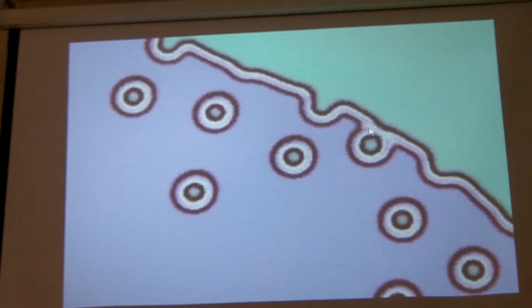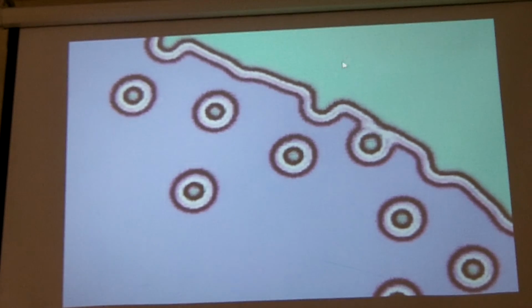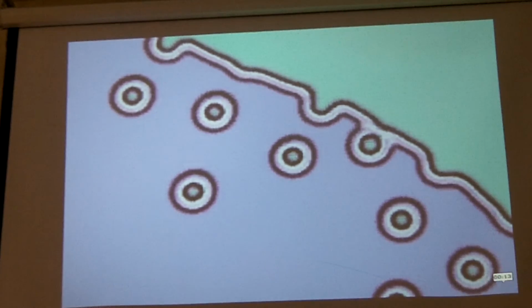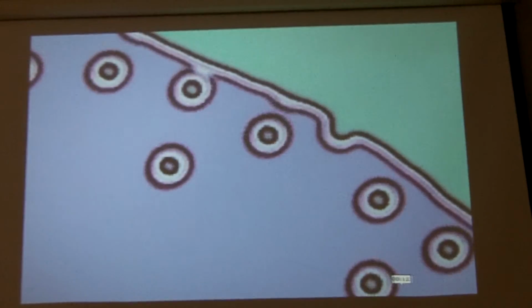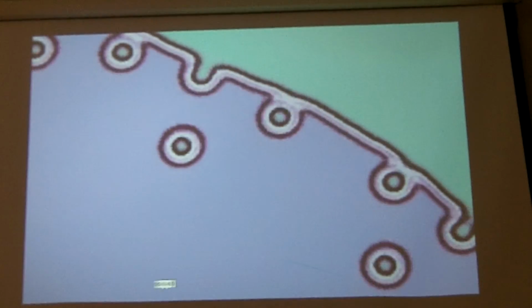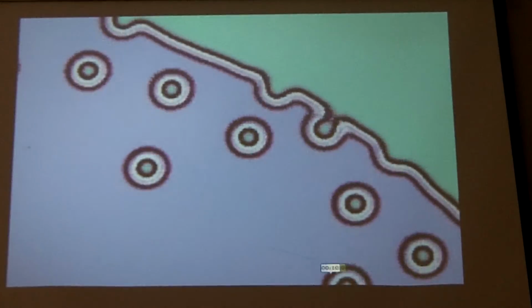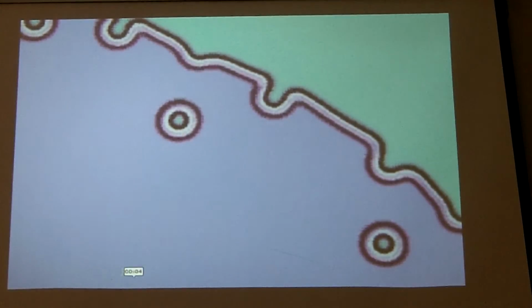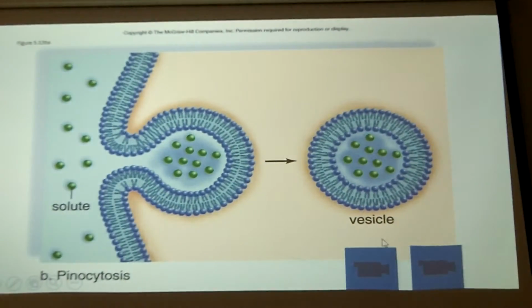So these things each contain liquid or water inside them. And so the cell can use that to bring in water. That's pinocytosis. What about air? Phagocytosis could bring in air, possibly. So phagocytosis is eating and pinocytosis is drinking? Yeah, basically.